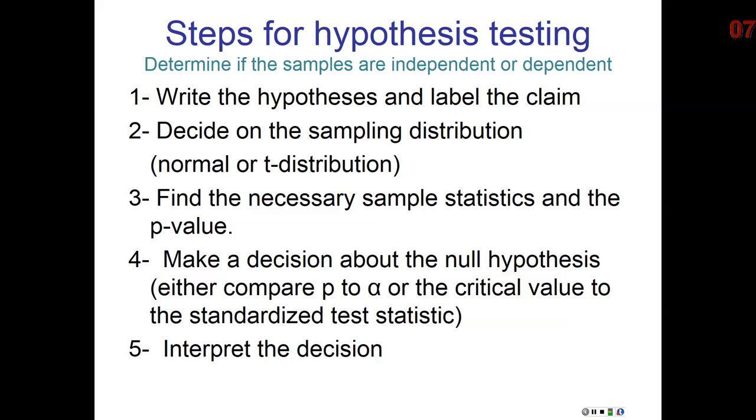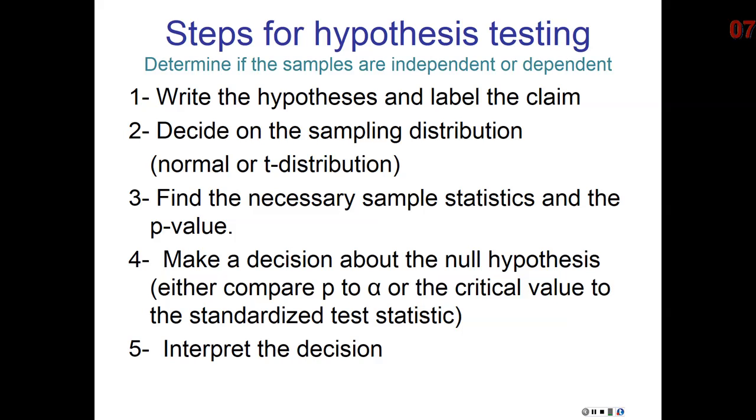But these are basically the steps that you go through. Notice they're the same as the other ones. Write your null and alternative hypothesis. Is it a T or a Z? Now, how do I know if it's a T or a Z? T is for a sample, Z is for a population. The T is for sample standard deviation, and the Z is for population standard deviation.